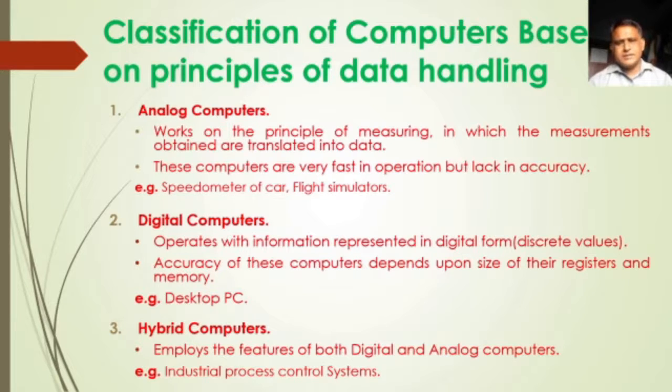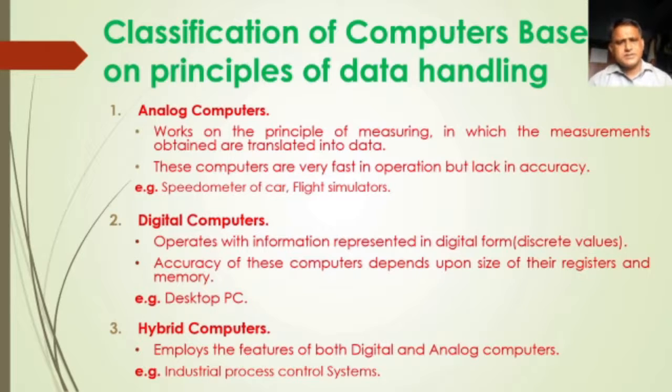Analog computers work on the principle of measuring. They measure continuously changing quantities such as pressure, temperature, and other physical or analog signals, which are translated into data, and finally it works on it. That is basically how the analog computer works.